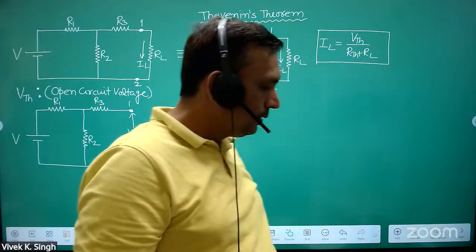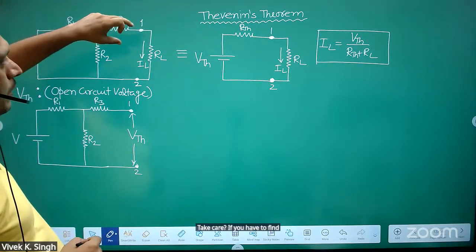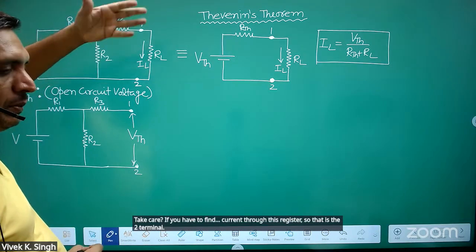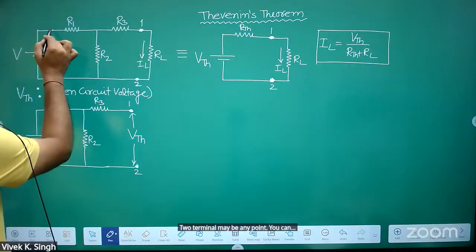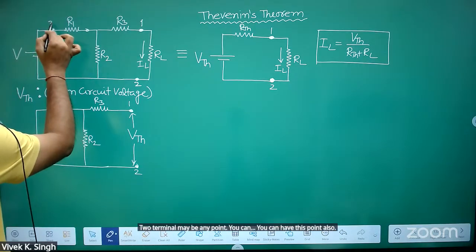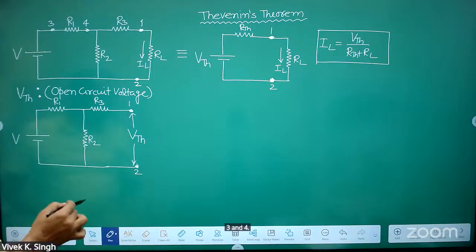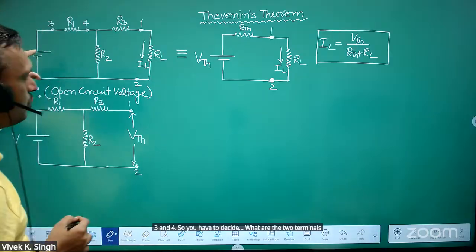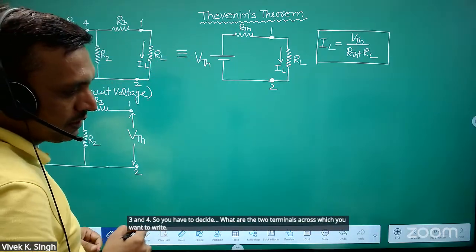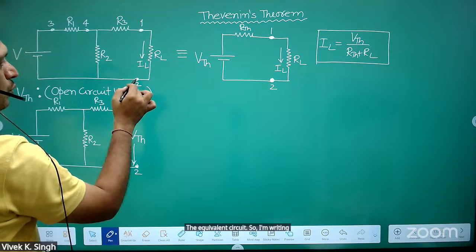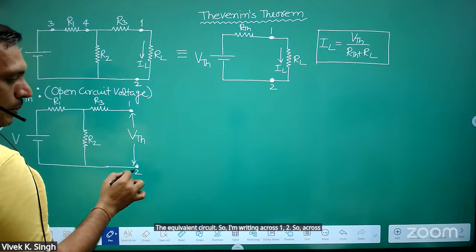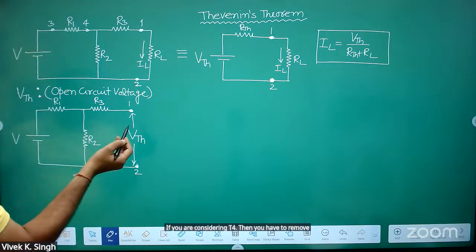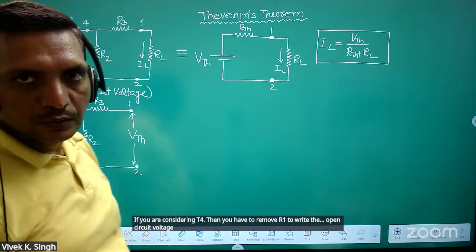Okay? If you have to find current through this resistor, that is the two terminal. Two terminal may be any point. You can have this point also, 3 and 4. So you have to decide what are the two terminals across which you want to write the equivalent circuit. So I'm writing across 1, 2. So across 1, 2, this will be open circuit. If you are considering 3, 4, then you have to remove R1 to write the open circuit voltage. Yes or no?